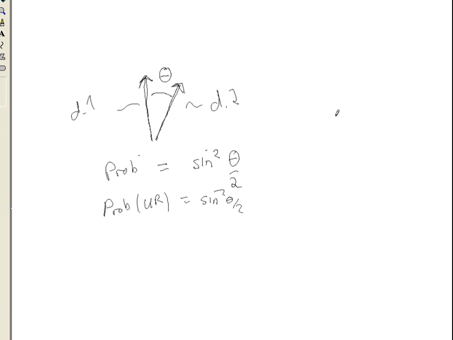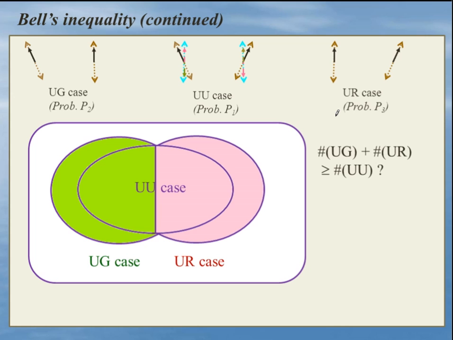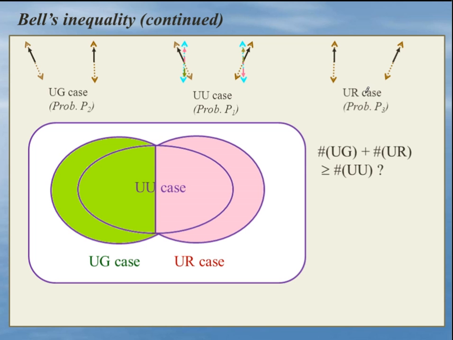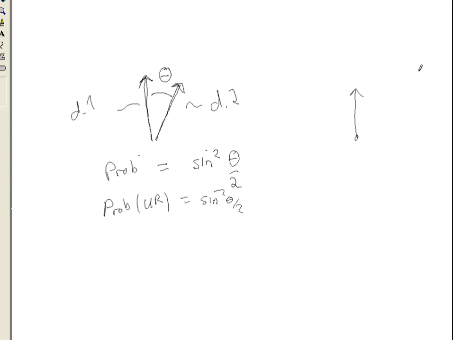Now if I do the other two cases, if I look at the UG case, that's very similar to the UR case. Here I have this detector, which one was this for? I think that's for daughter 2, it's straight up and down. And for daughter 1, the detector is in this direction. I have the same angle here, so in fact I have the same probability. The probability of, and let's see, I think this was UG, is equal to sine squared theta over 2.